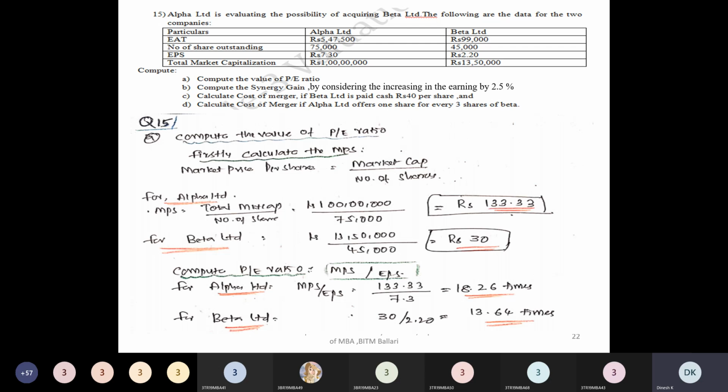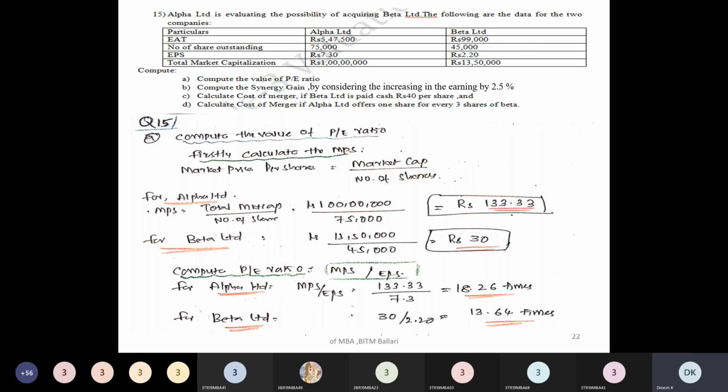Now let's calculate the PE ratio for both the companies, that is Alpha Limited as well as Beta Limited. When you come to the Alpha Limited company, if you want to calculate the PE ratio, we just calculated the market price, that is 133.33. That is 133.33 divided by EPS of 7.3, right? So you will get the PE value for the Alpha Limited company as 18.26.